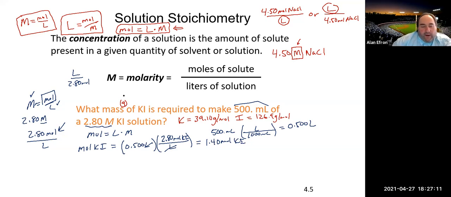Now we want grams though, so we do need to go one more step. So we're going to take 1.40 moles of KI. Remember to go from moles to grams, that is the molar mass from the periodic table. In this case, we just got one of each of those. So we're going to take 39.10, add it to 126.9, going to give us a molar mass for KI of 166 grams per mole.